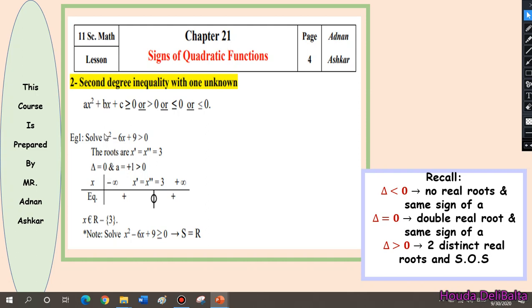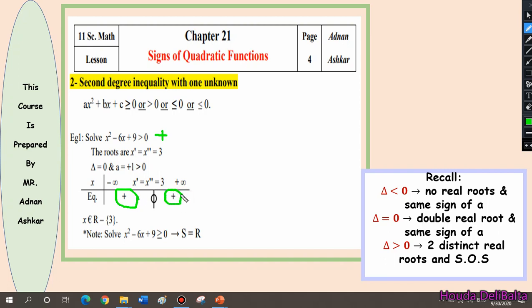So what's the sign of a here? It is plus 1. It is positive, so we put plus and plus. That means that this expression is always positive, except at 3 where it is equal to 0. So the solution is R minus 3. We need to solve the inequality greater than 0, that is, we need to find the positive part. We care about the positive part.